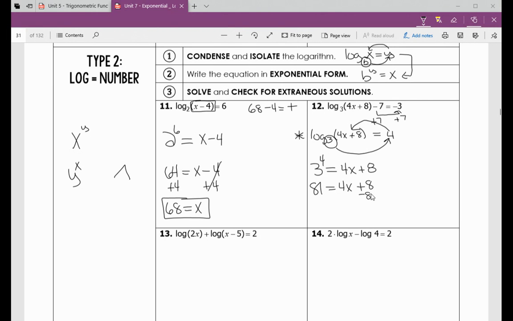I'm going to subtract 8, and that gives me 73 equals 4x. And when we divide both sides by 4, we get 73 over 4 equals x, because those 4's will cancel.